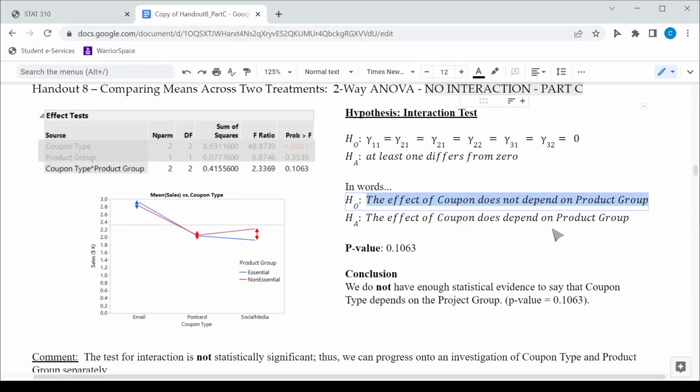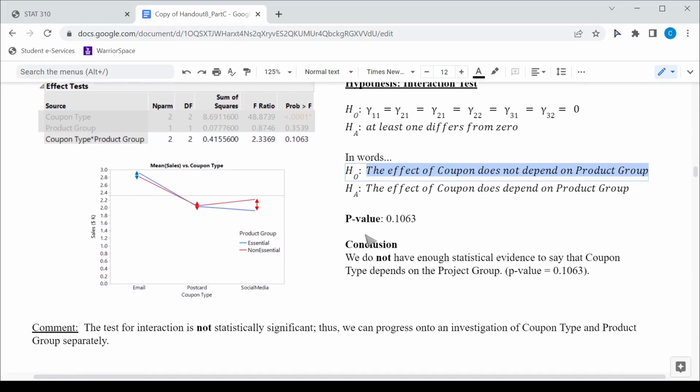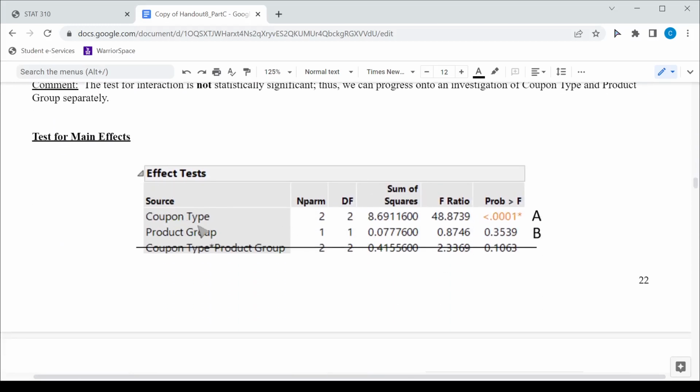So we don't have enough evidence to say that the effect of the coupon depends on the product group. We do have very slight differences here, but they're not statistically important. Okay, so what that means is I get to look at each of these effects in isolation of the others. So in this particular example, I can look at the p-value for coupon and I can look at the p-value for product group. So that's what we call the main effects.